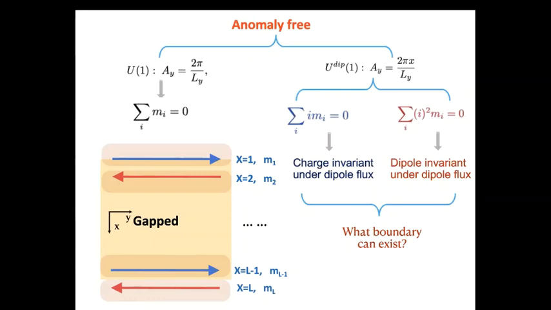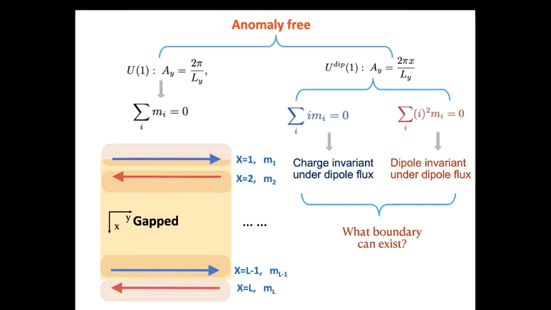To be precise, if such a phenomenon can be realized in a 2D lattice model with only local interaction, everything should be anomaly free. And here we have two types of symmetry. One is the charge U1 symmetry, the other is the dipole U1 symmetry. Anomaly free means that it is anomaly free with respect to the U1 charge conservation. That means if I insert a U1 flux, say in the y direction, then the total charge in the whole system needs to be invariant after flux insertion. And this requires that the sum of M needs to be 0.